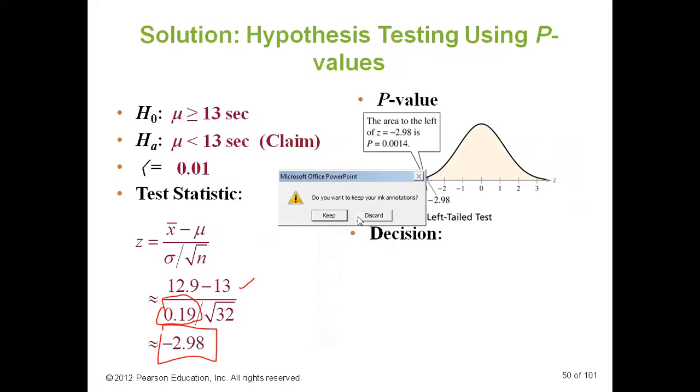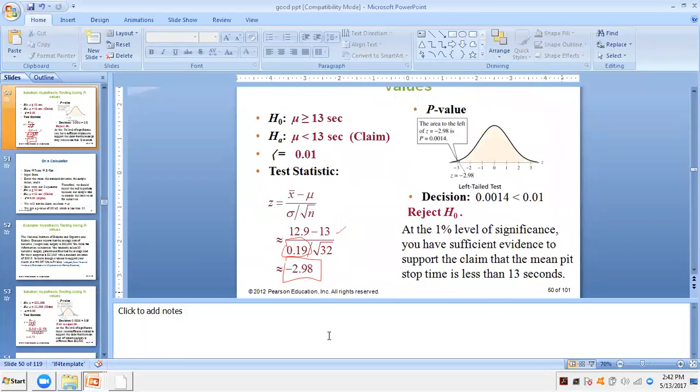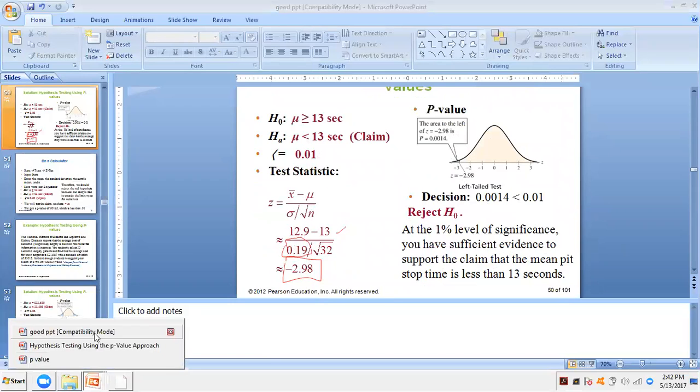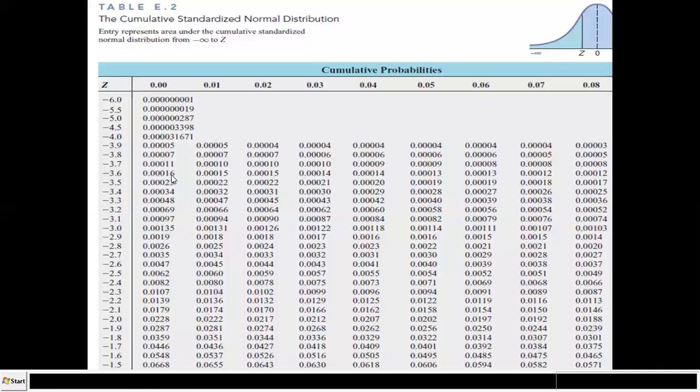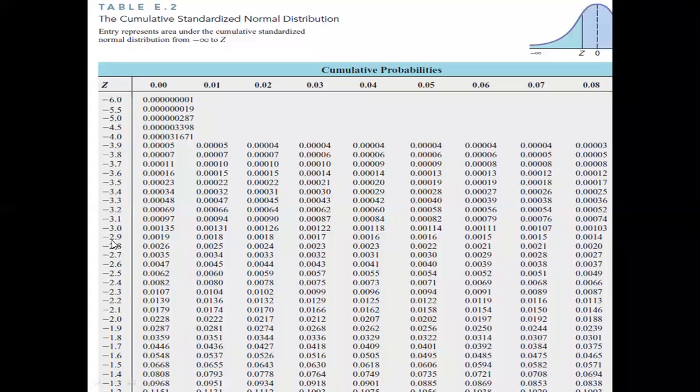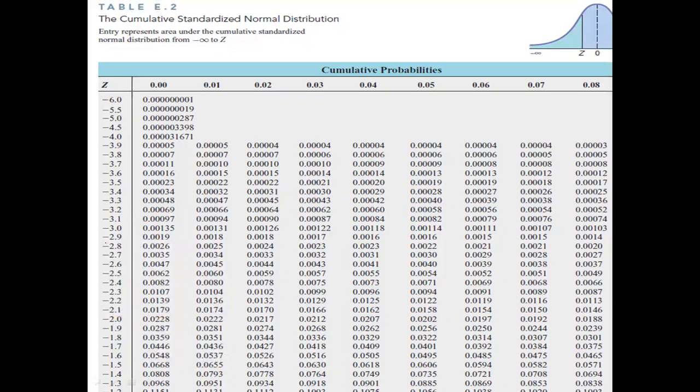So we will see it in the table. Minus 2.98. In the row for minus 2.9 and the column for 0.08, we look up the value for 2.98.